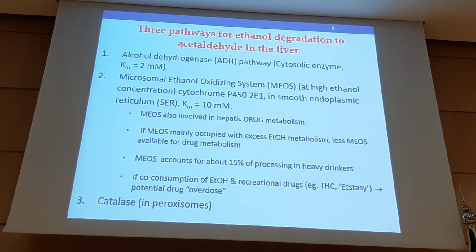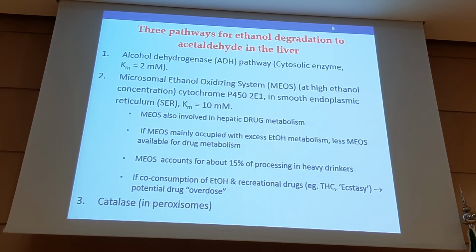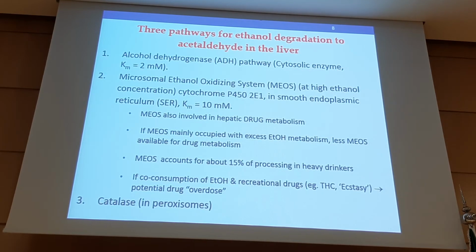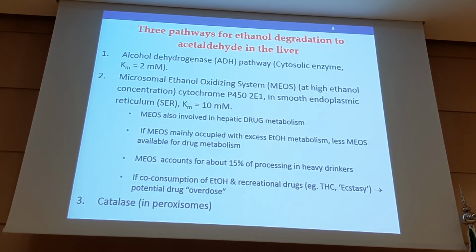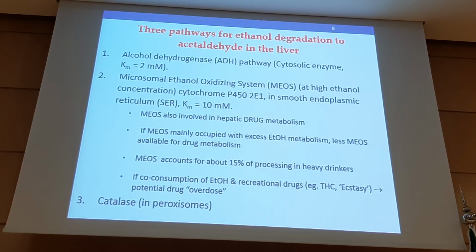MIAS is involved in 15 to 20% of metabolism. But the problem is that when you take too much alcohol, you keep using MIAS, which is 100% for detoxification of the drug, and that's where the problem is. You see what I'm saying? So it's not that much of MIAS, only when you drink too much. Binge drinking and so on.